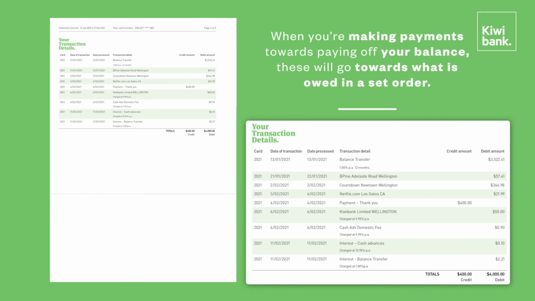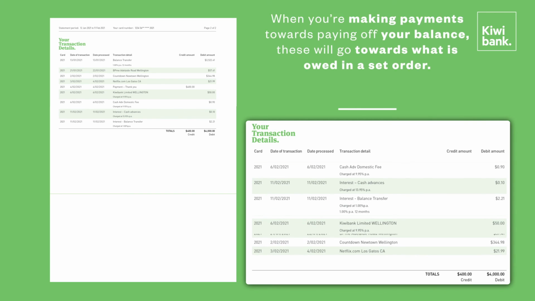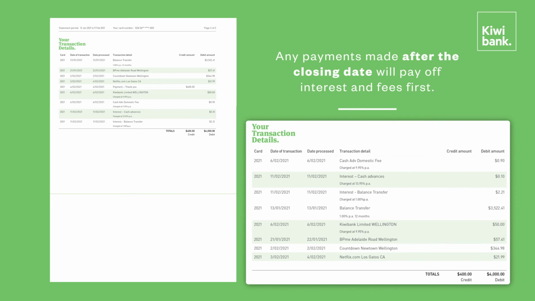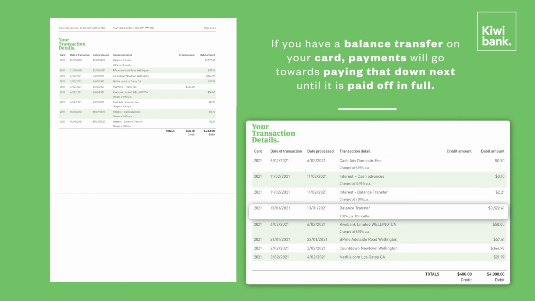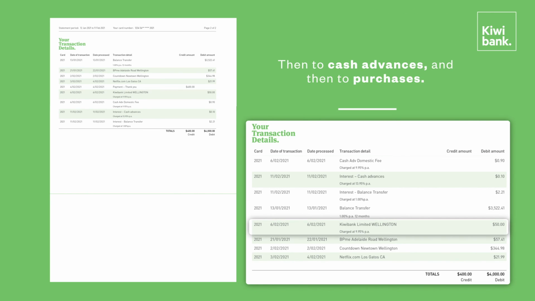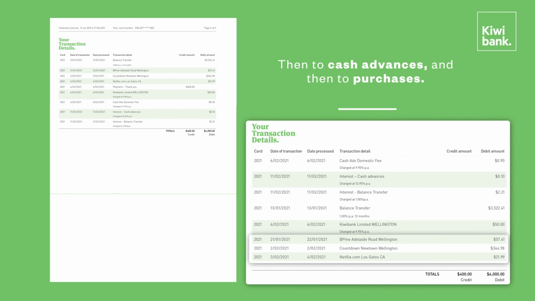Don't forget, when you're making payments towards paying off your balance, these will go towards what is owed in a set order. Any payments made after the closing date will pay off interest and fees first. If you have a balance transfer on your card, payments will go towards paying that down next until it is paid off in full. Then to cash advances, and then to purchases.